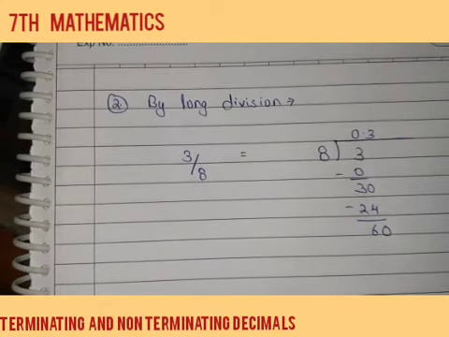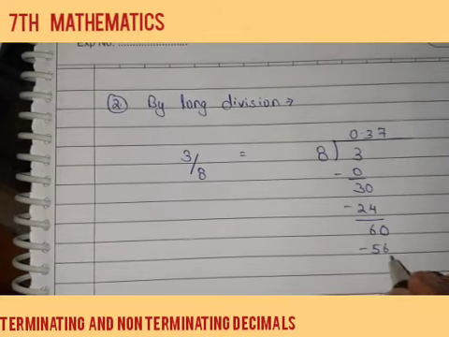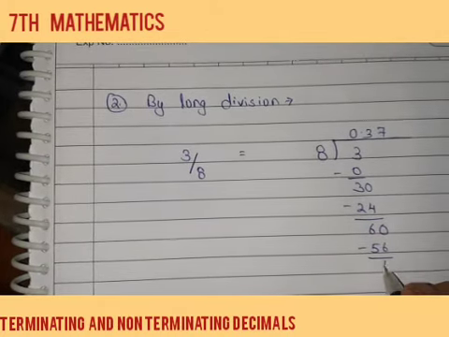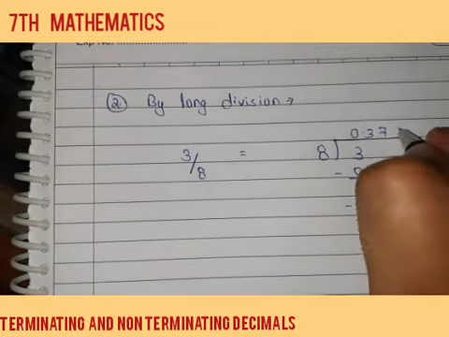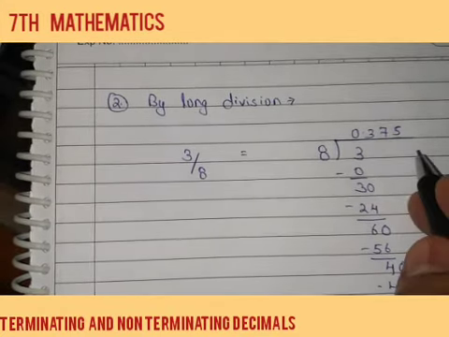So it will go 7 times. 8 into 7 is what? 56. We are left with 4. 8 into 5 is what? 40. The remainder is 0. That means our answer is what?